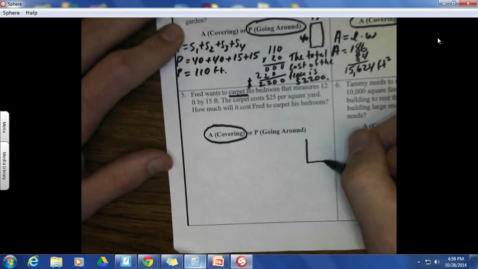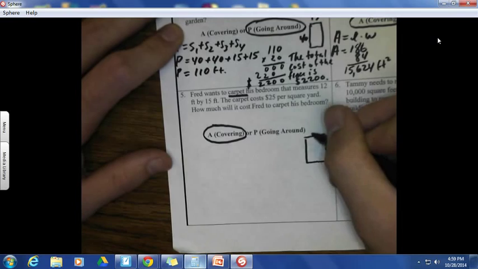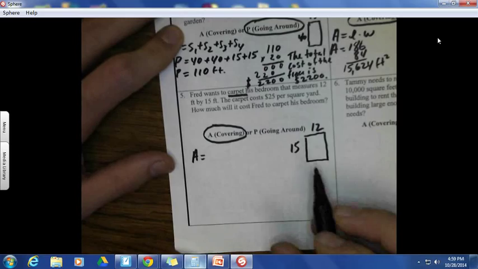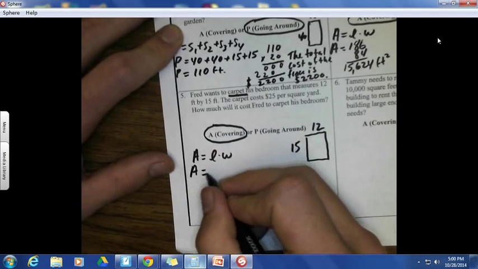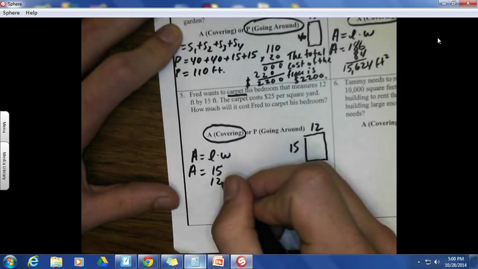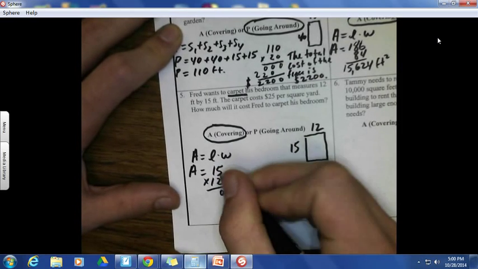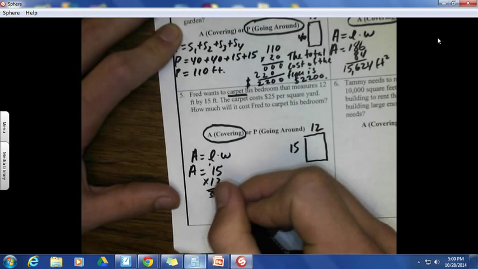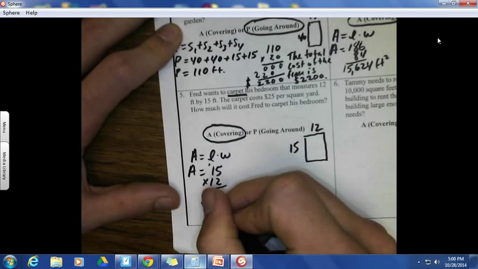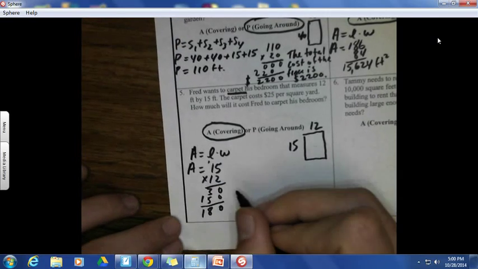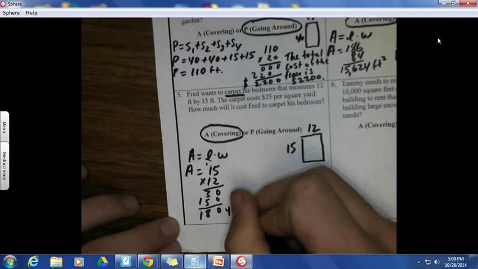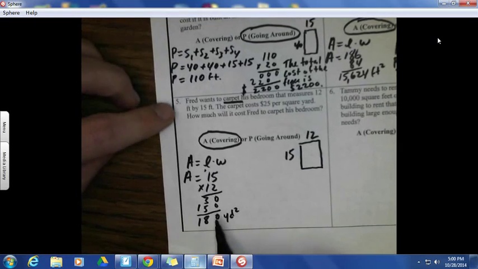Okay, so the bedroom is a rectangle. It's 12 by 15. Remember, the area formula for a rectangle is length times width. Okay, we have our length and our width here, 15 times 12. Do that real quick. 180 square yards. 180 square yards.